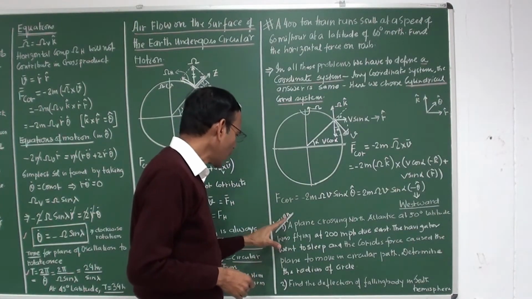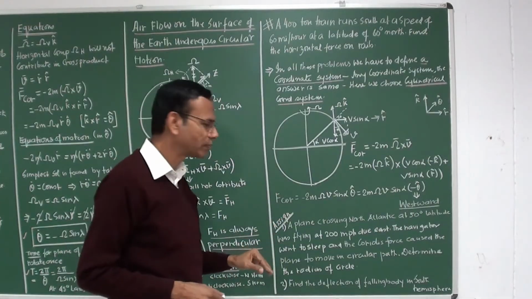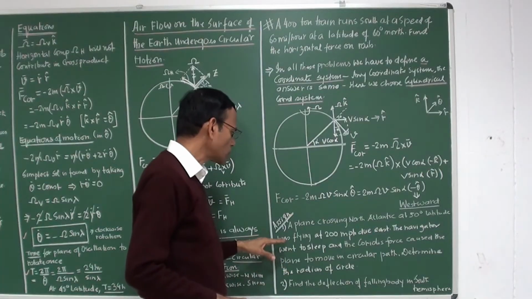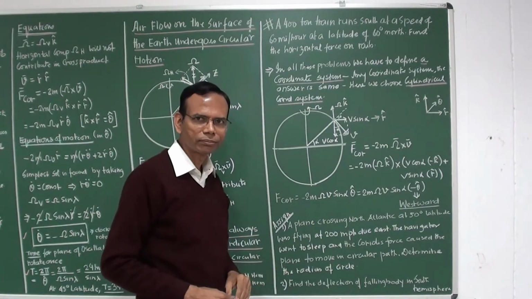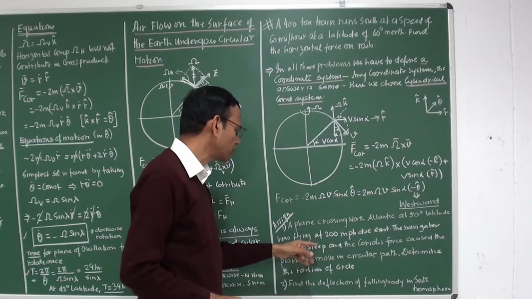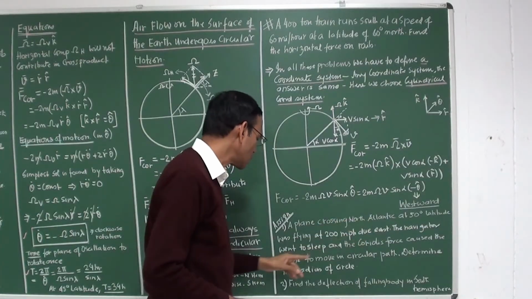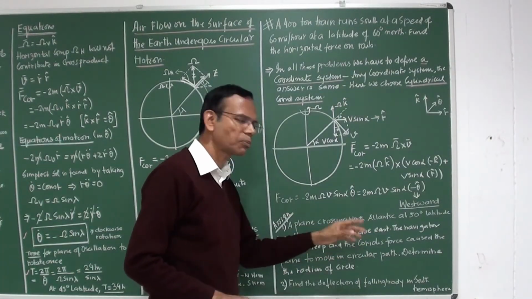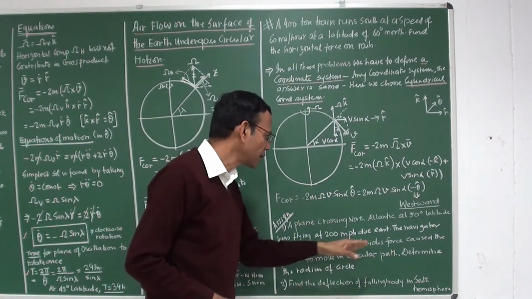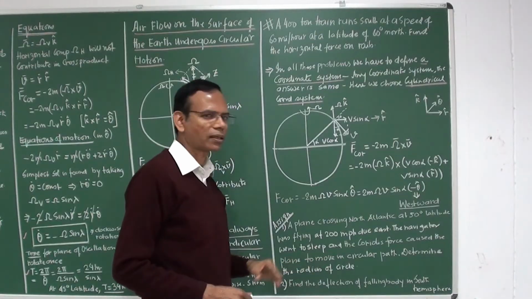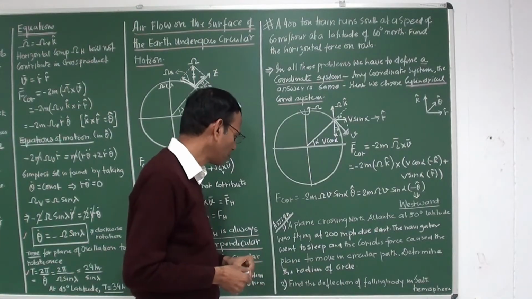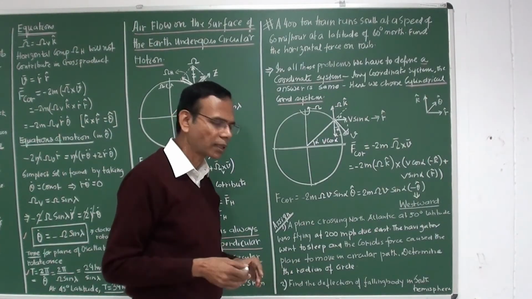Now the assignment. Very simple problem. A plane crossing the North Atlantic at 50° latitude was flying at 200 miles per hour due east. The navigator went to sleep and the Coriolis force caused the plane to move in a circular path. Actually, this problem was given in some midsem or endsem, I don't know. Determine the radius of the circle. Think about it, very interesting problem. We will discuss it in the class.